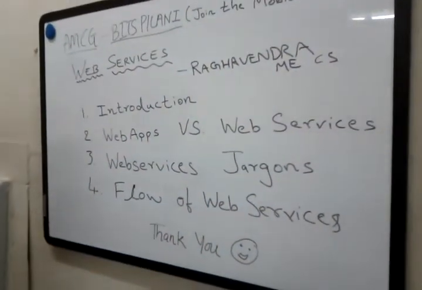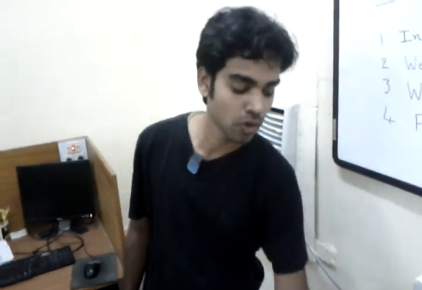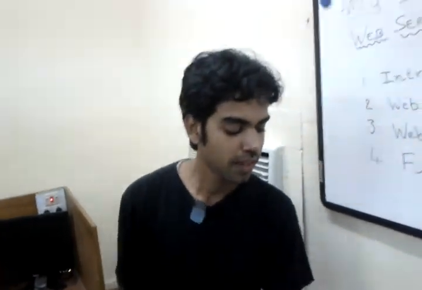Now I am going to introduce some jargon of web services. Basically there are four terms which need to be understood while you are developing or deploying your web services. They are UDDI, WSDL, SOAP and XML. Don't bother much about this terminology. We'll introduce it in detail in the next session.